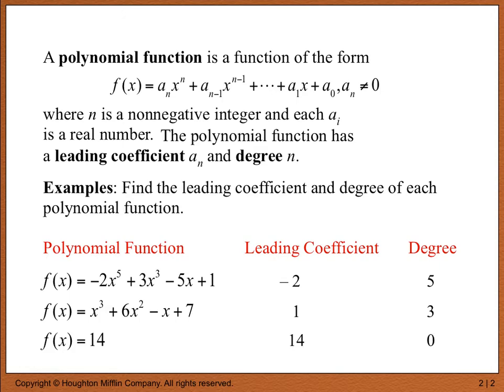14 and 0. Okay, the leading coefficient is 14 because 14 is the only coefficient, so it must be the leading coefficient. And also the degree is 0 because 14 is the same as saying 14 times x to the 0. Since x to the 0 is 1, well, 14 times 1 is 14, therefore the degree of this simple constant function is 0.